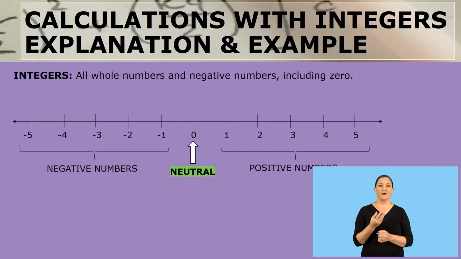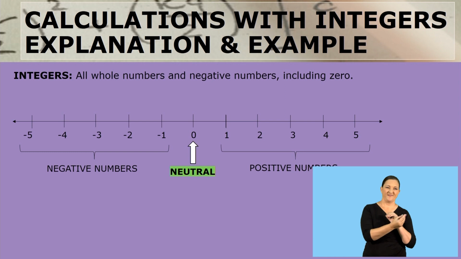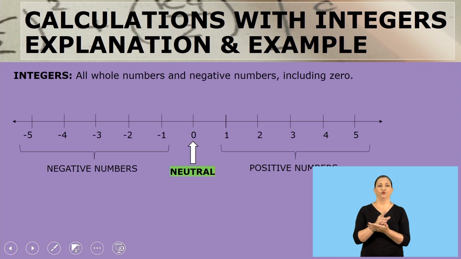So we are going to go into the first part of our lesson, and that is calculation with integers. Let's remind ourselves what integers are. Remember, integers are all whole numbers and negative numbers, including 0. And remember, we have those numbers on the number line where on the right-hand side, we have the positive numbers, and on the left-hand side of 0, we have the negative numbers. 0 is the neutral one.